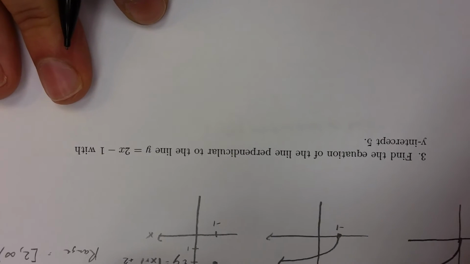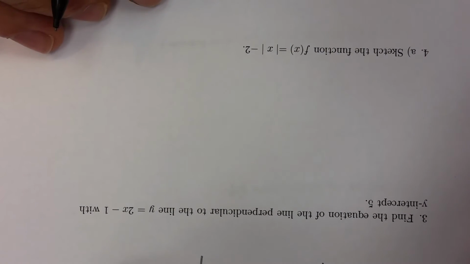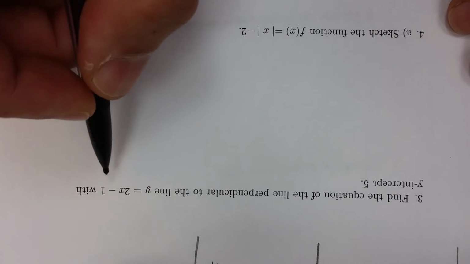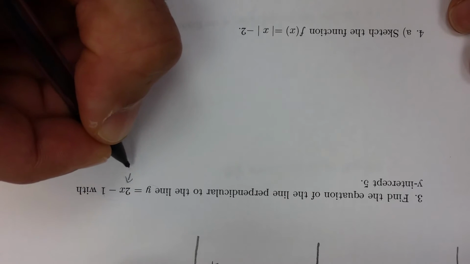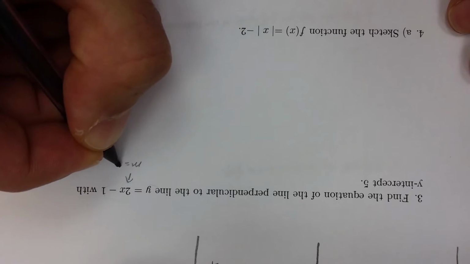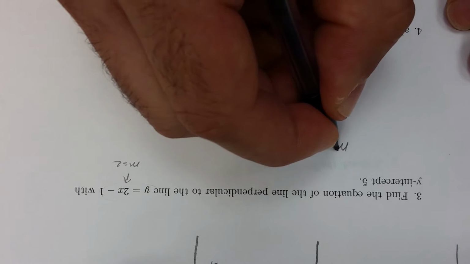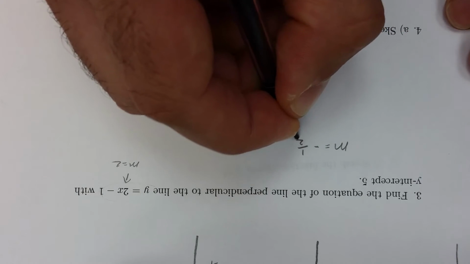Let's take a look at the next question. Find the equation of the line perpendicular to y equals 2x minus 1 with y-intercept equal to 5. Well, if we're taking a look at this line, we can see the slope of this line is 2. We know that these two lines are perpendicular, so the slope of the line we want is the negative reciprocal, so minus 1 over 2.